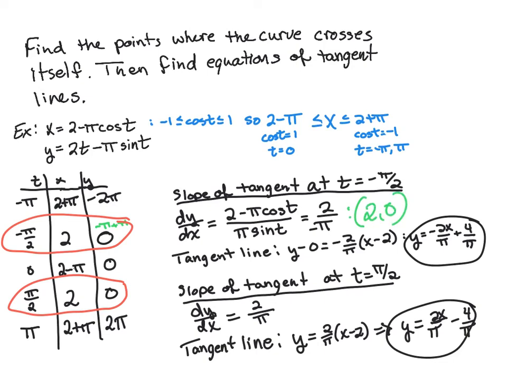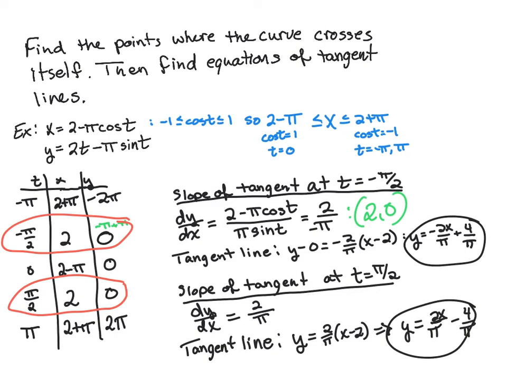So now we see our x value is 2, our y value is 0. Point slope form is y minus y, or 0 in this case, equals the slope times x minus the x value. Distribute that, here's the equation of your tangent line.